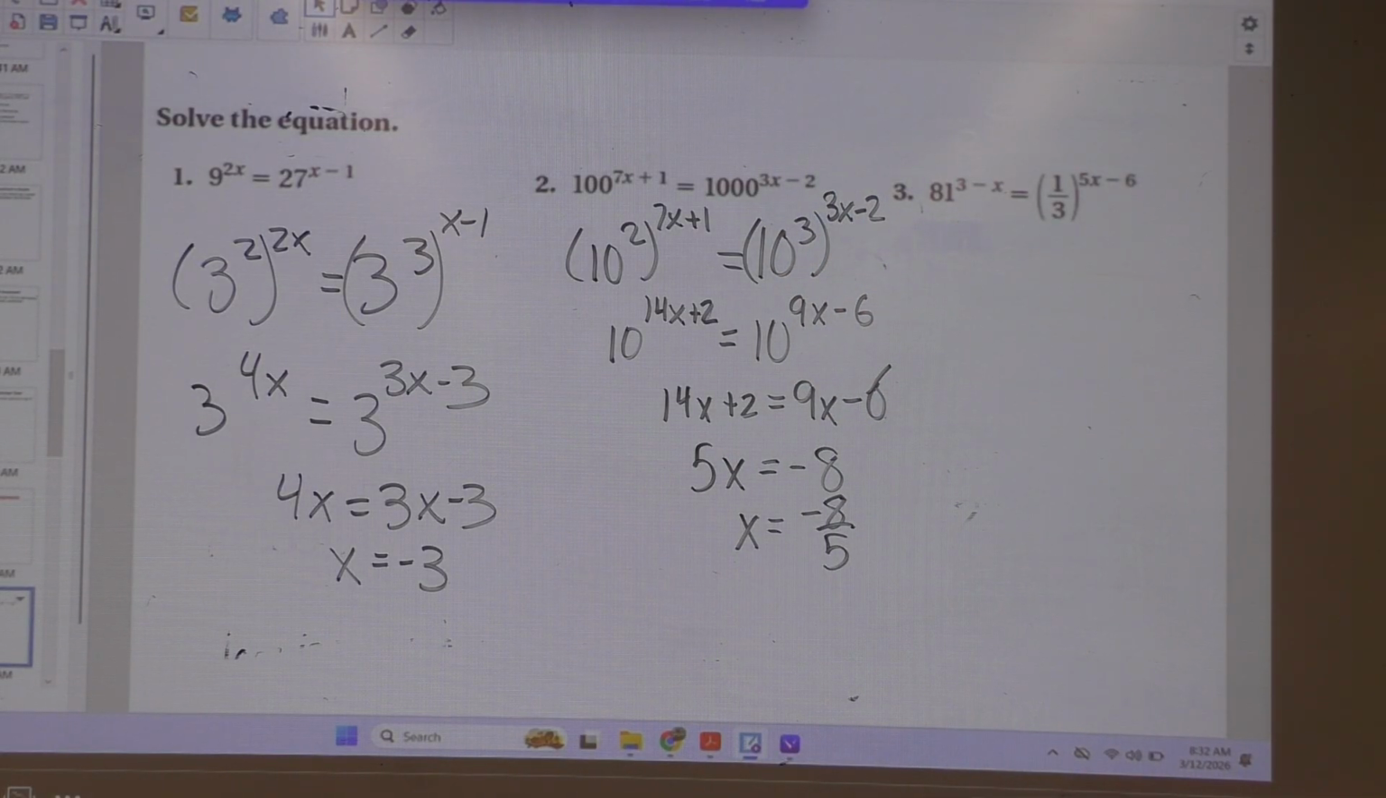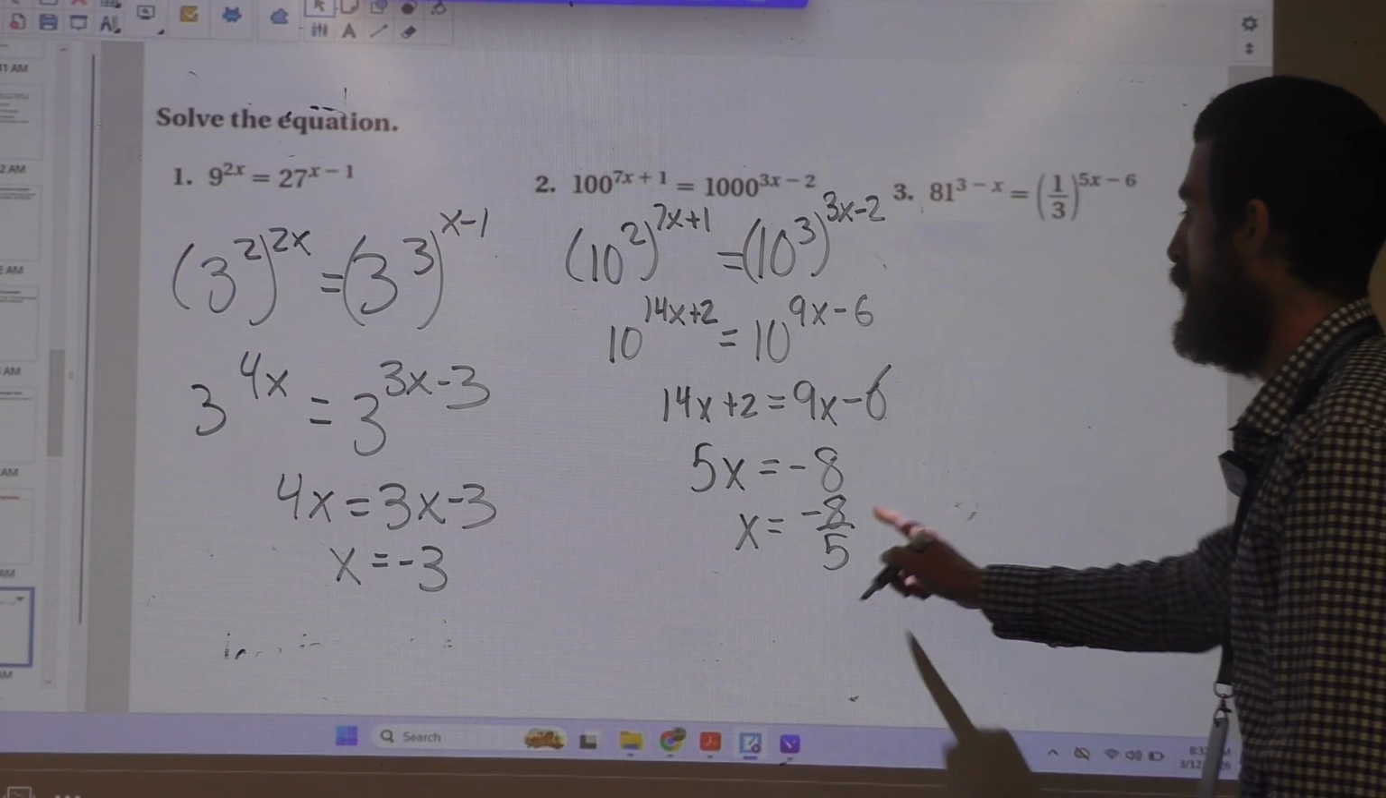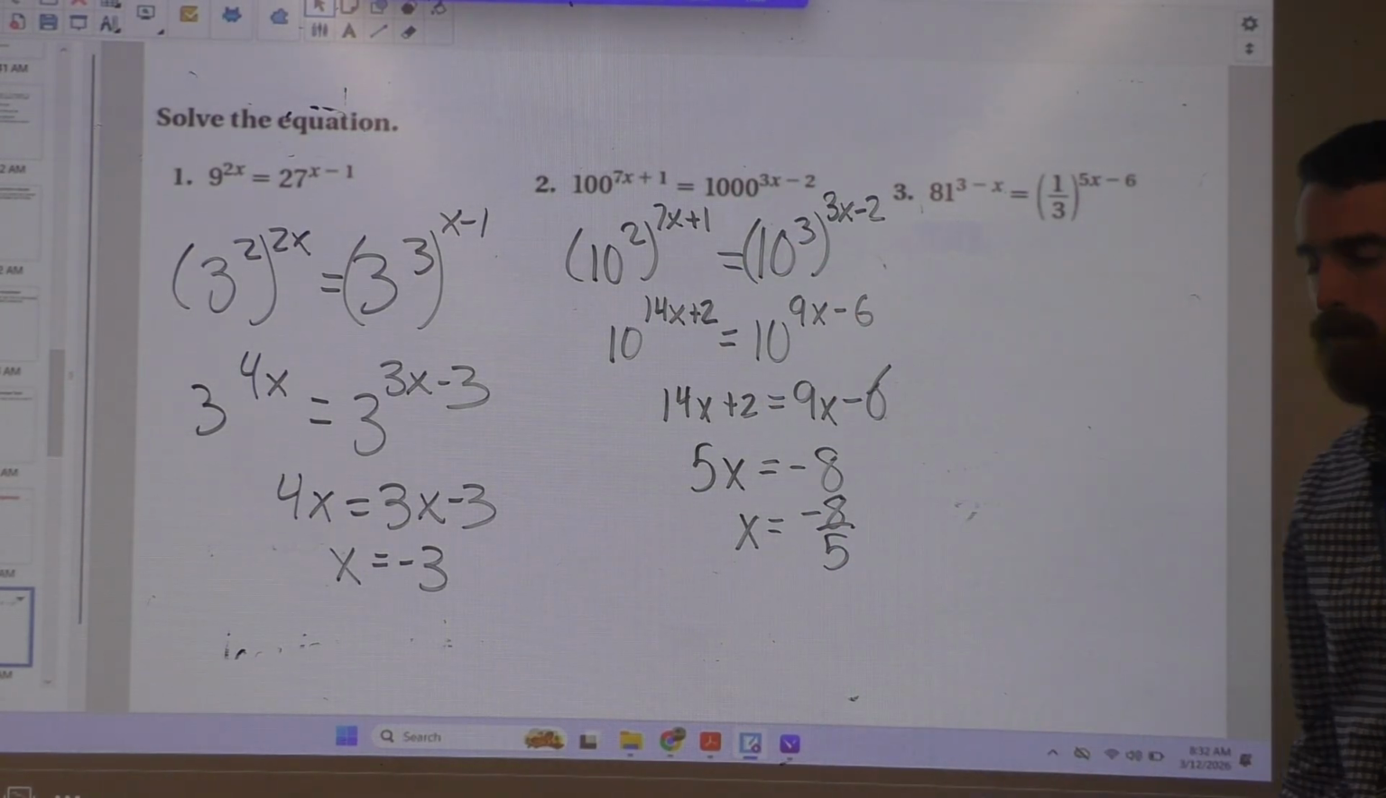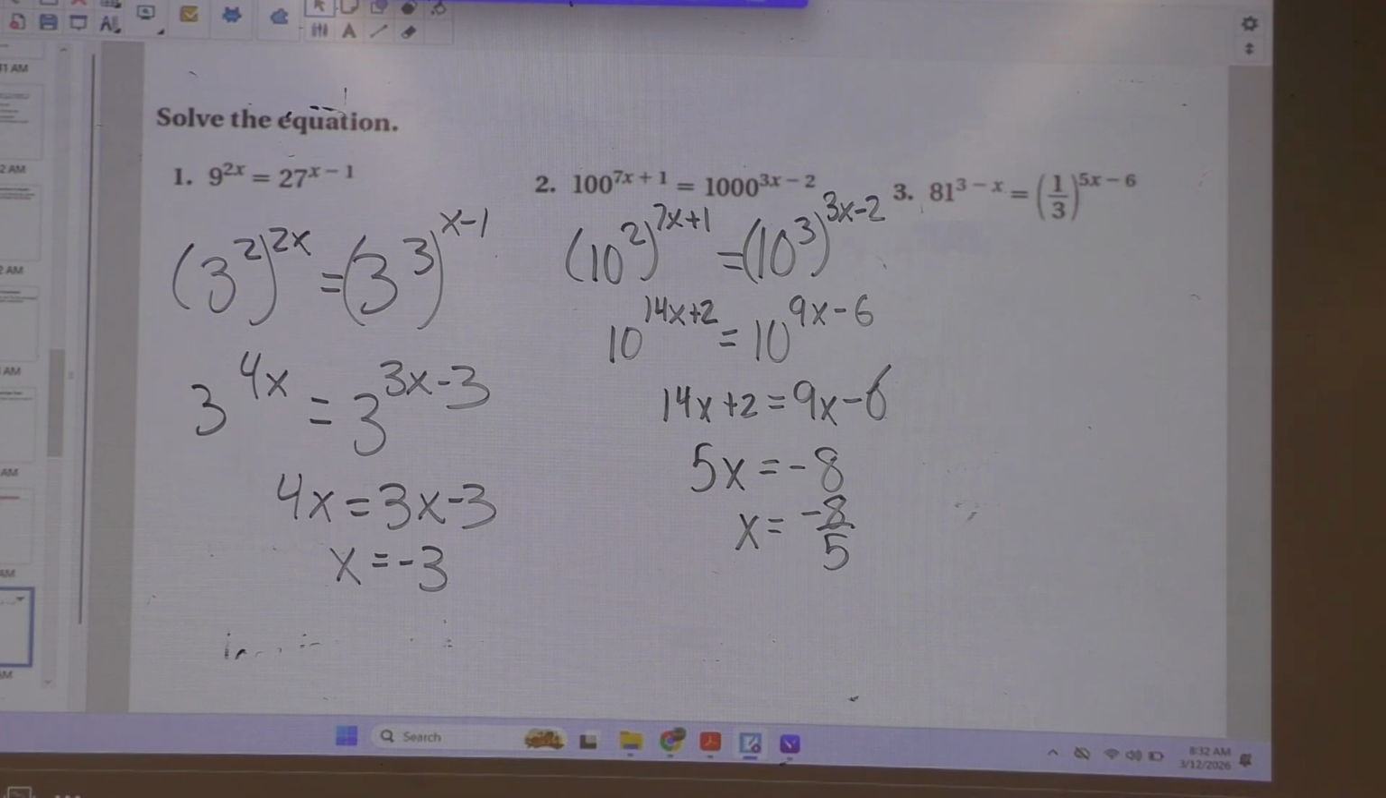Let me just make sure. That's 10 squared, 14x plus 2, 10 to the 9x minus 6, 14x plus 2 equals 9x minus 6, 5x equals negative 8. Negative 8 over 5. A little harder to check that, I admit. You can't just plug it back in and check as easily.